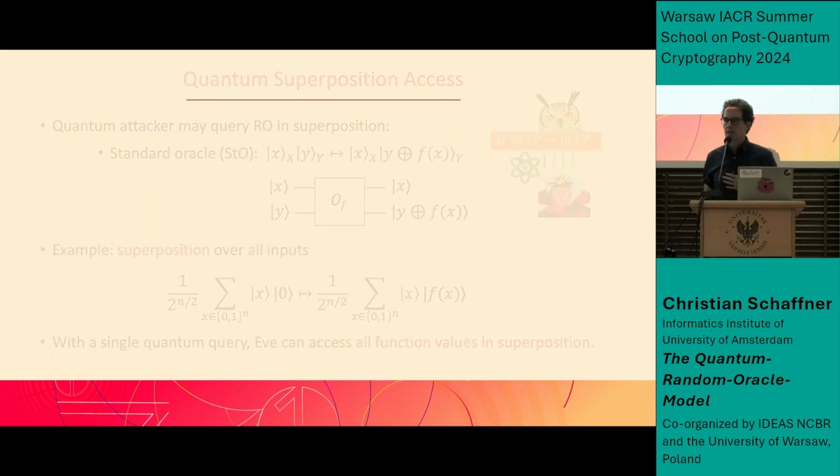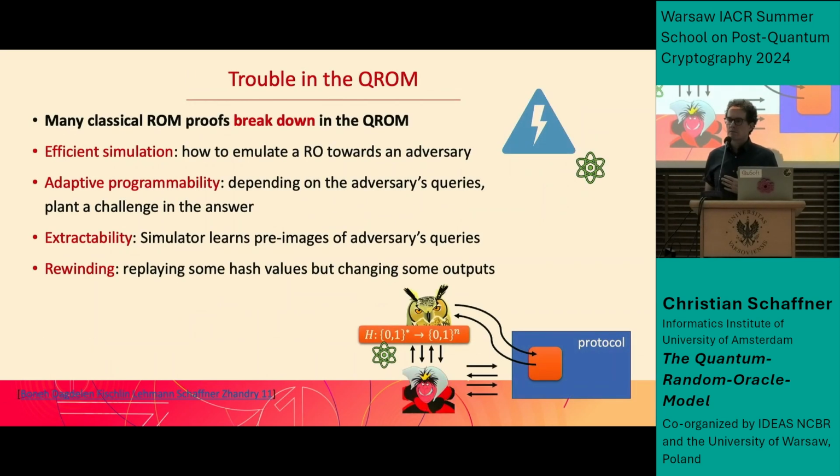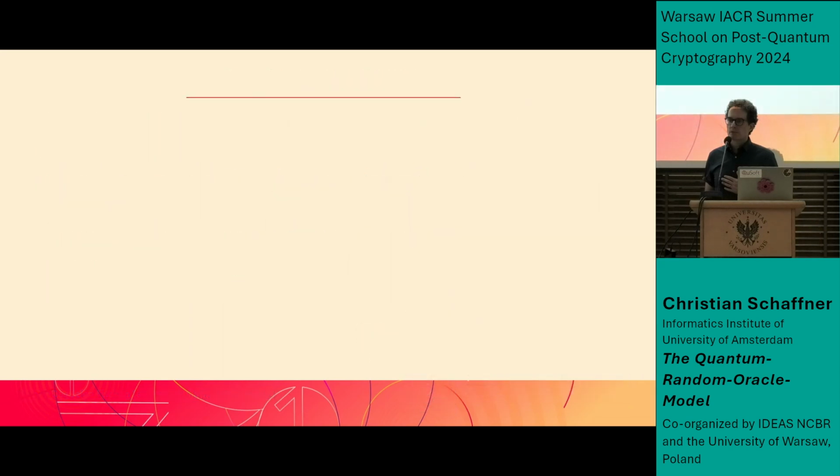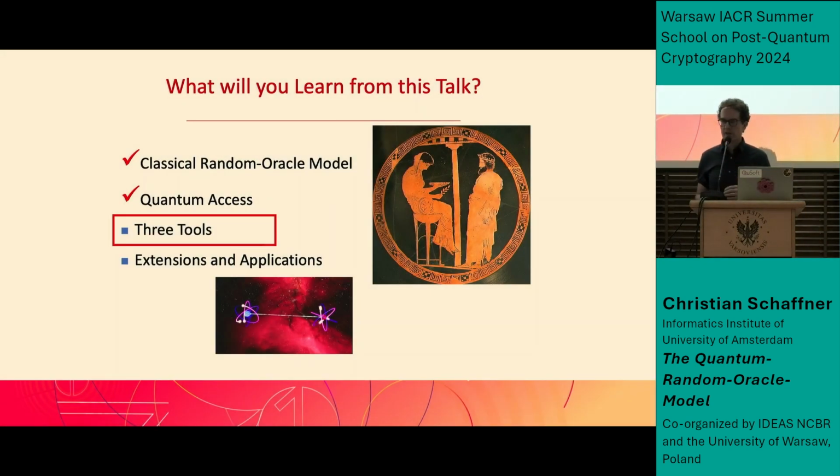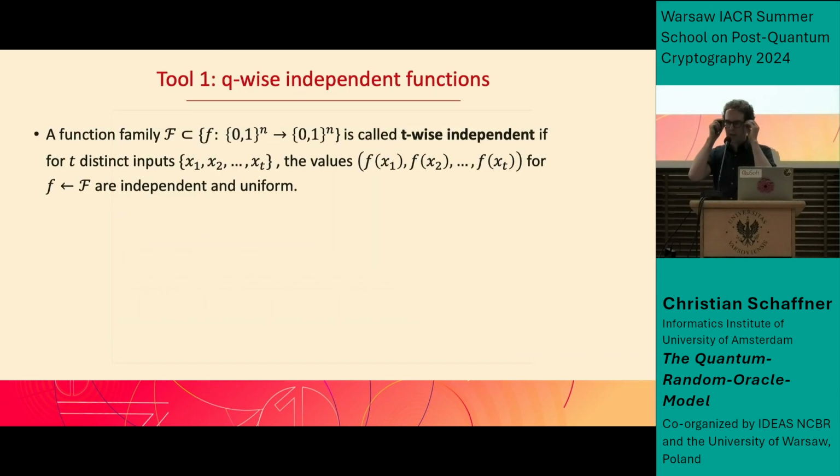All right, so where do we go from now? I'm going to introduce 3 tools to deal with quantum random oracles. And the first one is so-called t-wise independent functions. Most of you have not seen this, according to my poll. It's not scary and it's also not quantum, so it's good to remember.